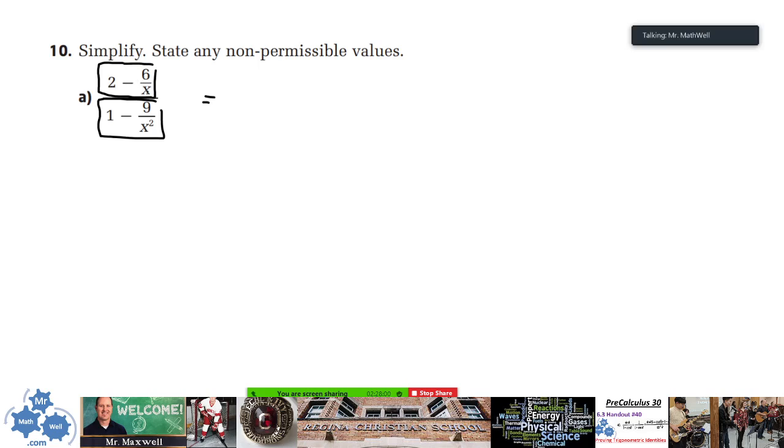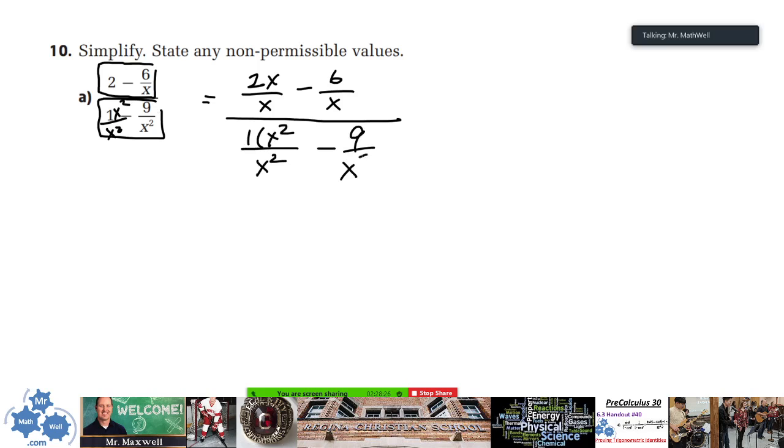6 has an x for a denominator and 2 just has a 1. So I'm going to multiply this 2 by x over x because I want a common denominator with the other term up top, see? So with the x over x, now I have a common denominator. The same thing over here, I want to make this an x squared on the bottom. So I'm going to multiply 1 times x squared here, make that over x squared. Then I have a common denominator on the bottom.